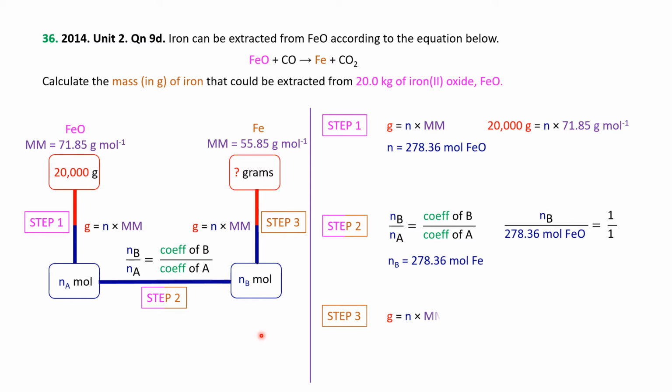And finally, step 3, convert that to grams. 278.36 moles times 55.85 grams per mole. Thus, the number of grams of iron, 15,500. Other ways you could have done that, you could have just done it with percentages, just multiplied the 20 kilograms by the 55.85 divided by 71.85 if you like ratios, but I would prefer to just think about one general relationship, one general process for solving stoichiometry, otherwise known as the roadmap.